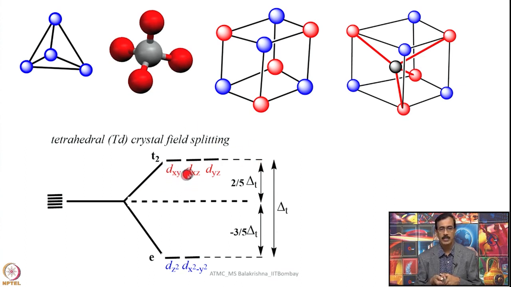So, the energy is elevated here, and if you just write it, you can see they have larger overlapping, whereas here there is less overlapping. So, the energy of E will be lower. Why do we call them E and T2? Because it is non-centrosymmetric. So, T2 is dxy, dxz and dyz.